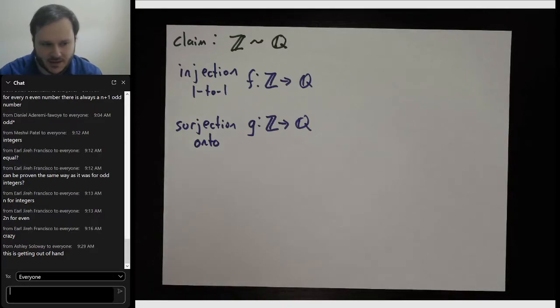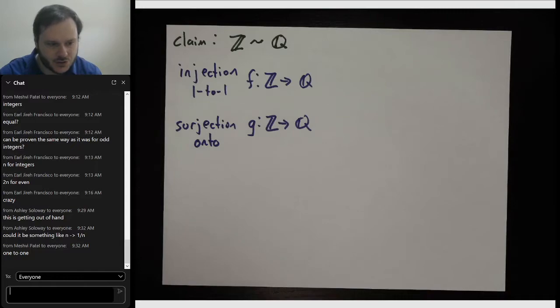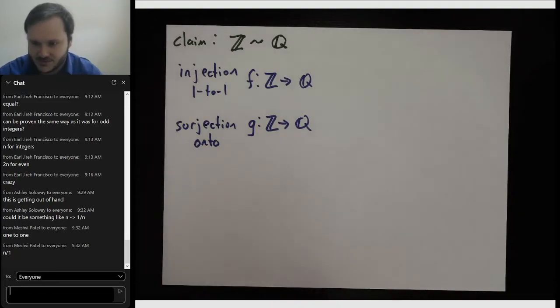Let's take a step back, see if we can figure out which one should be easier. Yeah, so one-to-one should be easier. n goes to 1 over n is one-to-one. We can do even easier, though. Same idea, but reverse it. How do we take Ashley's idea? n over 1. My function f is really simple.